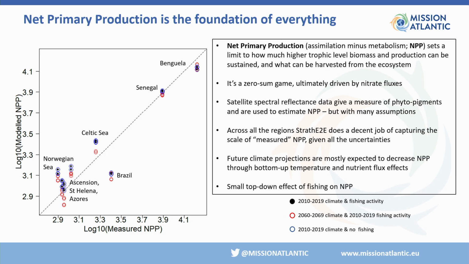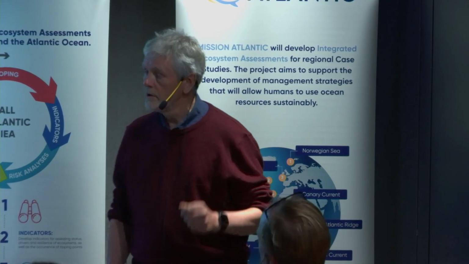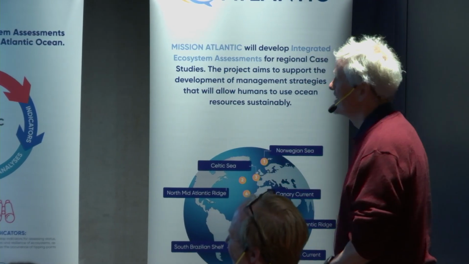It's difficult to measure on a large scale, on an annual cycle. Satellite spectral reflectance data gives measures of phytopigments, and they're often used to calculate net primary production, but with lots of horrible assumptions. But all in all, across the whole piece, StrathE2E does a reasonable job of capturing the scale of measured net primary production given all its uncertainties. So we've got some very, very highly productive systems like the Benguela, and the model gets that, and we've got some very low productive systems like the Azores, sorry, Leonor, and we capture that too.